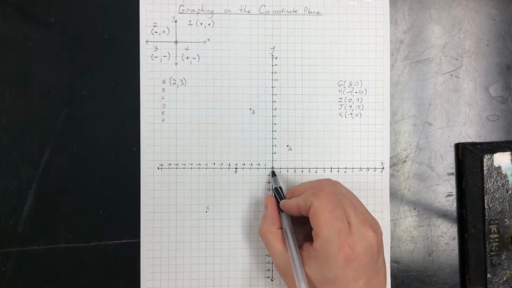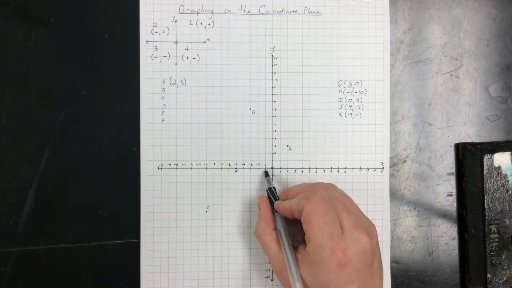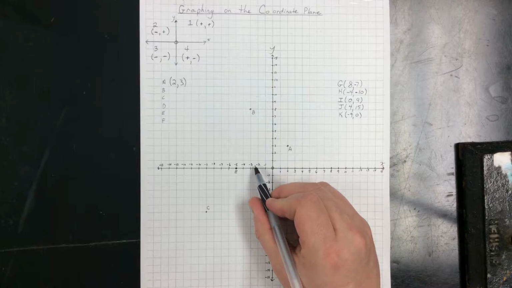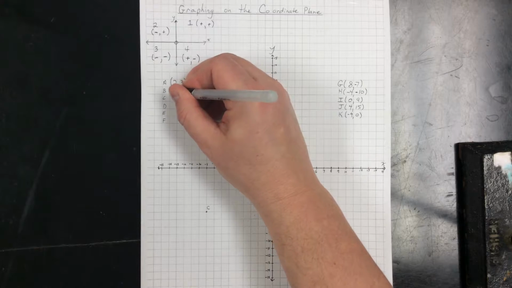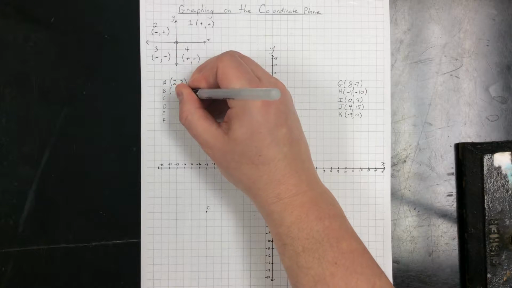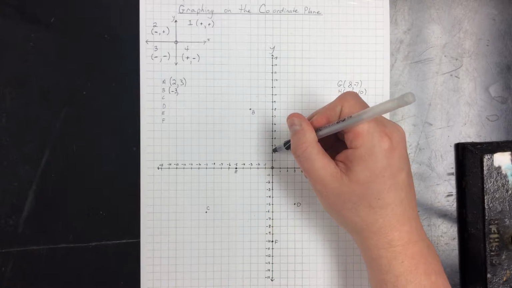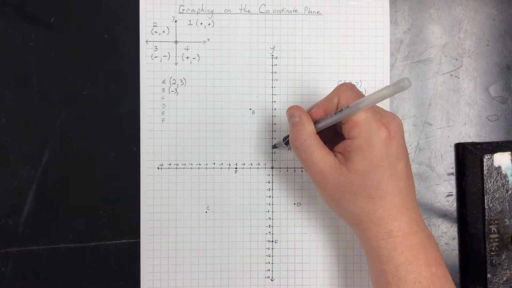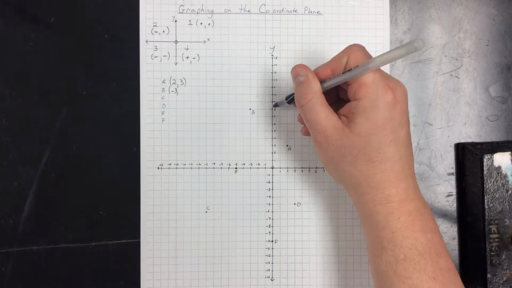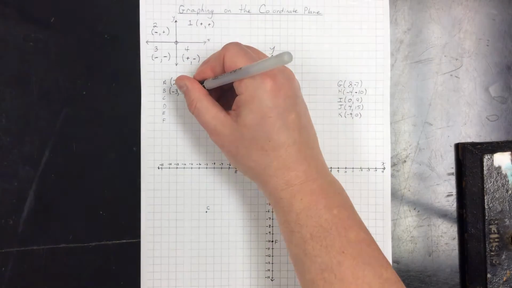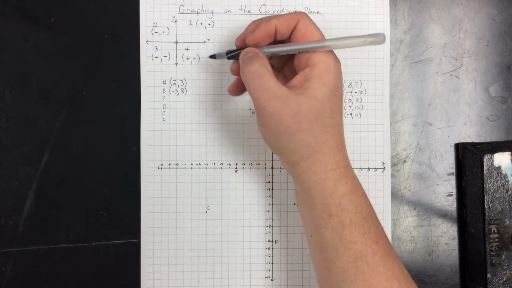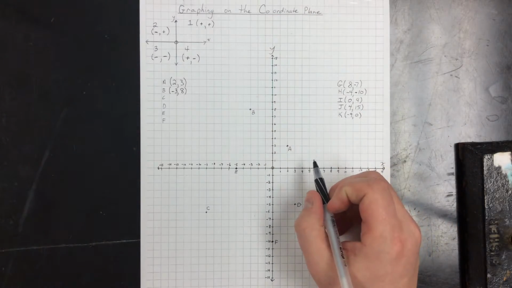For B, I'm moving in the negative x direction, 1, 2, 3, so it's going to be a negative 3. But I'm still going in the positive direction on y. I'm in the second quadrant here, so I'm still a positive y value, and it's a positive 8. So it's negative 3 and 8.